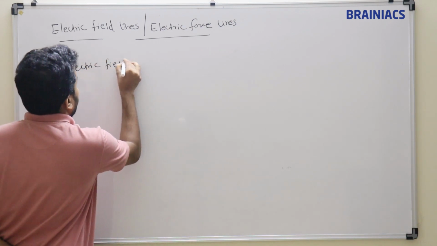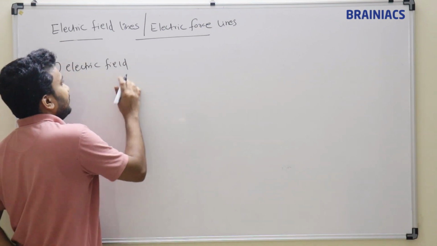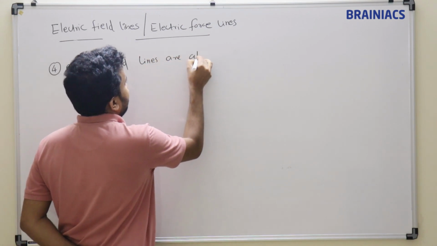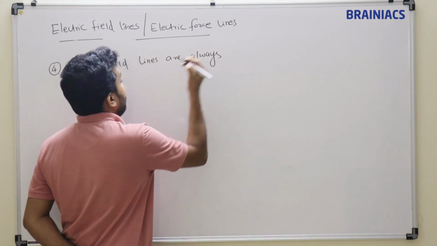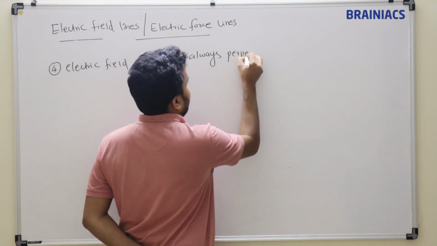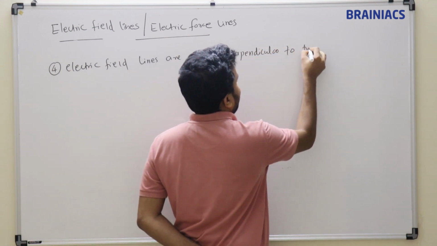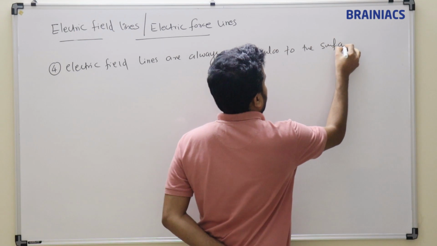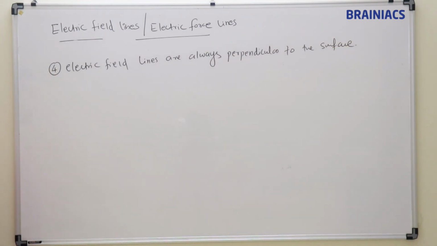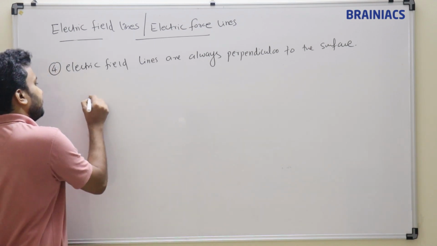You can write along with me, or you can first listen, then pause the video, then you can write. Electric field lines are always, very important point, always perpendicular to the surface. Electric field lines are always perpendicular to the surface. Let me take an example. A couple of examples I am taking.